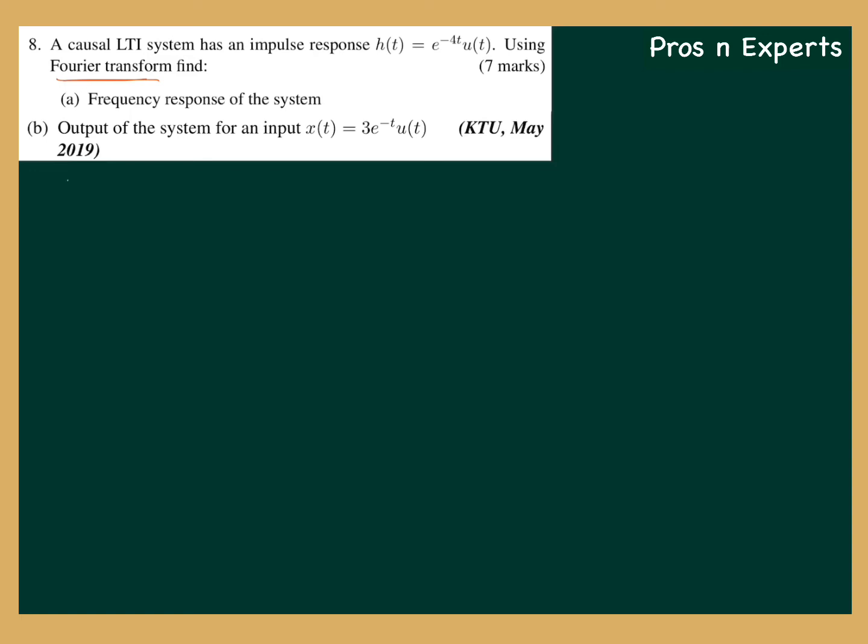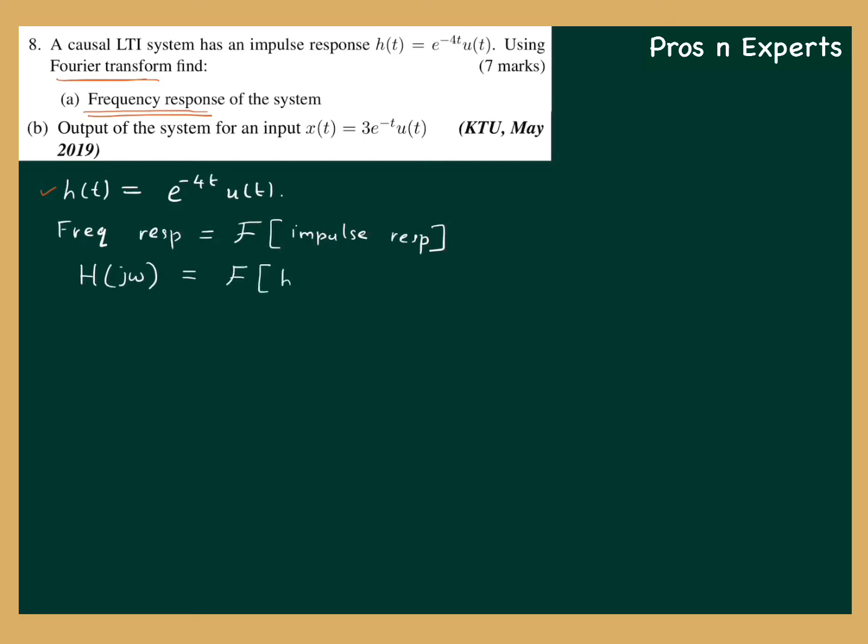Okay, so given the impulse response h of t equal to e raised to minus 4t u of t, you have to find out the frequency response of the system. What do you mean by frequency response? You are given the impulse response. The Fourier transform of the impulse response gives the frequency response. Okay, I can write: frequency response is nothing but the Fourier transform of the impulse response. If I write it mathematically, it will be very clear. Frequency response is h of j omega or h of omega, that is equal to the Fourier transform of h of t. F of h of t is h of j omega. Okay, so just find out the Fourier transform of h of t, you will end up with the frequency response.